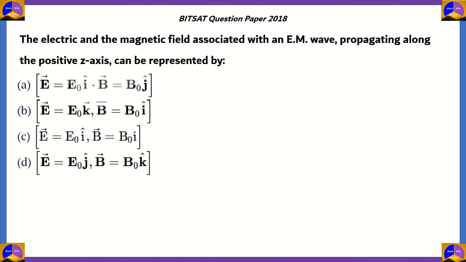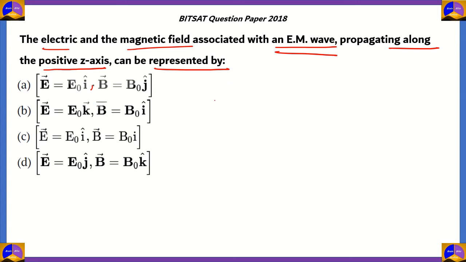Now let's look at this question. The electric and magnetic field associated with an EM wave propagating along the positive z-axis can be represented by. So we have the 4 options. In the 4 options, it is showing the direction of the electric field as well as the magnetic field, separated by commas for each option.